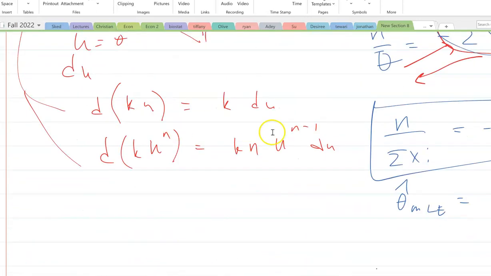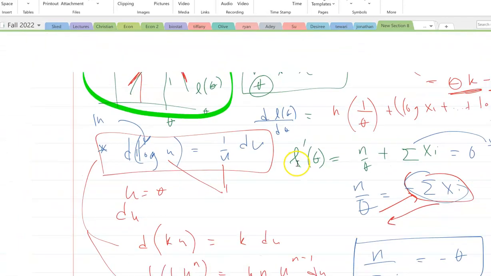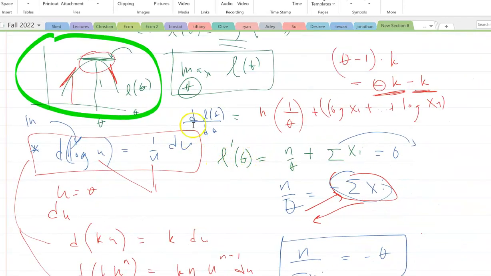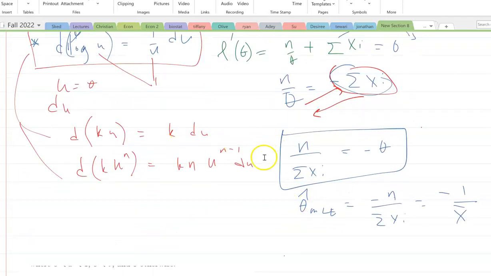So we do some math. We take the first derivative of little L of theta with respect to theta, and then we set it equal to 0, because at the point of maximum, the slope is 0. Then we solve for theta, and theta here will be negative 1 over x bar. So that concludes our discussion of the maximum likelihood estimator.